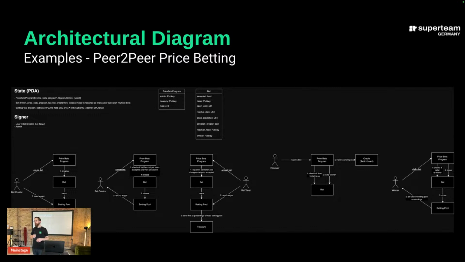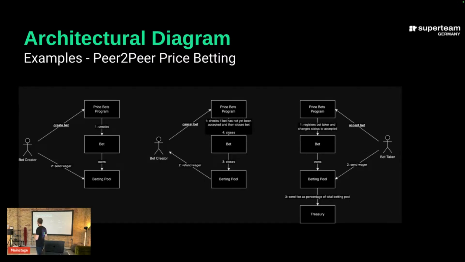And coming back to our peer-to-peer price betting platform, that's not quite as beautiful as what my fellow student did. That's the architectural diagram I did for my application. We have some states and PDAs. We have some signers. We defined what data the bet and the betting program need, and then at the bottom we defined a bit more what the user stories would look like.